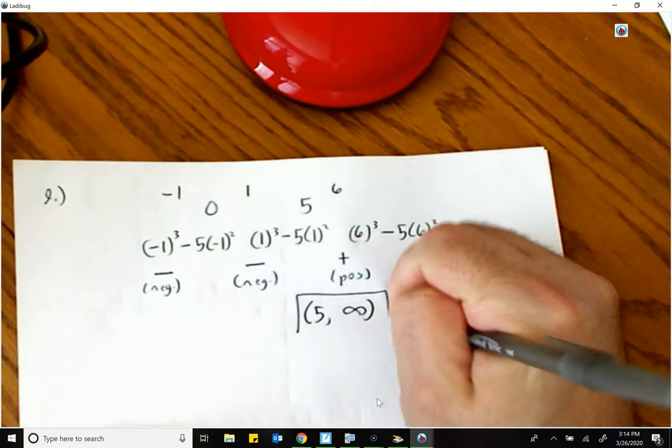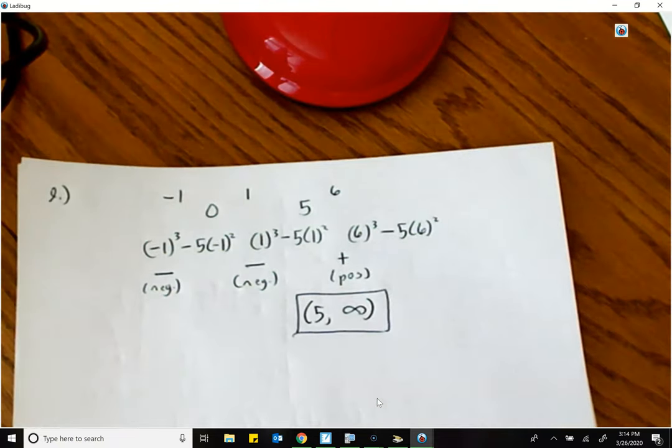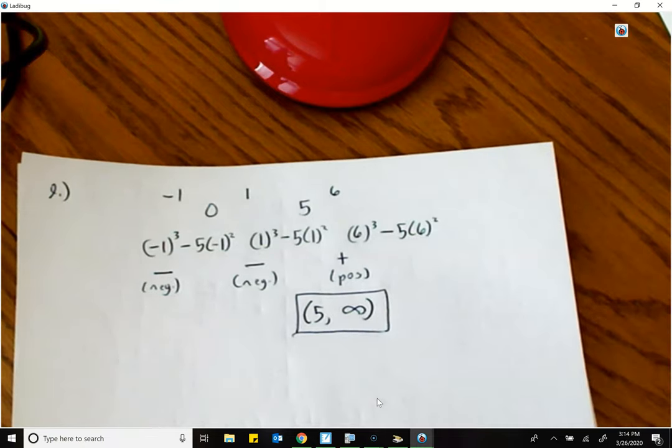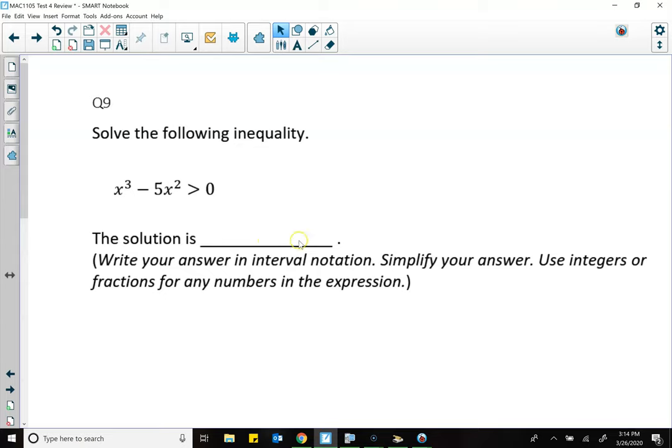And that is the answer to the problem. That's what you will put in the blank. Parenthesis 5, comma, infinity, parenthesis. Because that's where we have all the positive answers. So parenthesis 5, comma, infinity, parenthesis.